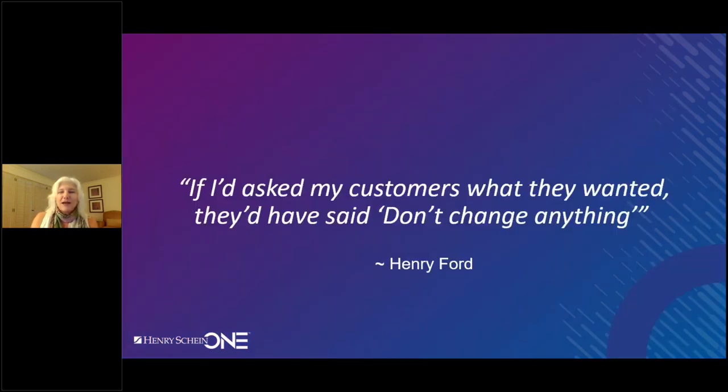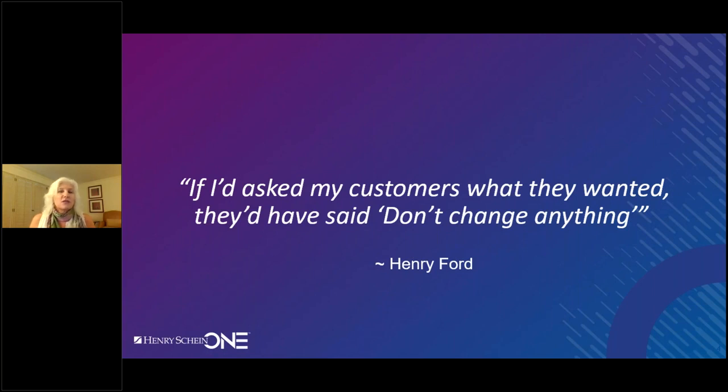I found this great quote from Henry Ford. I posted this up on Monday for my Monday motivation because I thought that it was so relevant to today's topic. And so Henry Ford once said, if I'd asked my customers what they wanted, they'd have said, don't change anything. And just think about what if Henry Ford would have listened to his customers and never changed anything about his cars. We would still be driving those cars where you wind up the front to get it going or something like that.